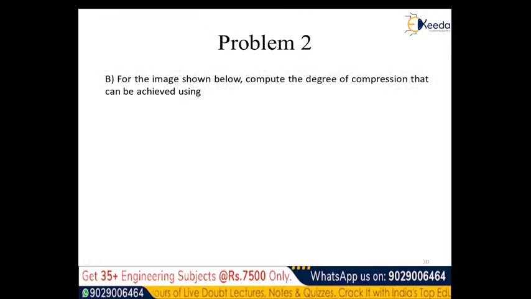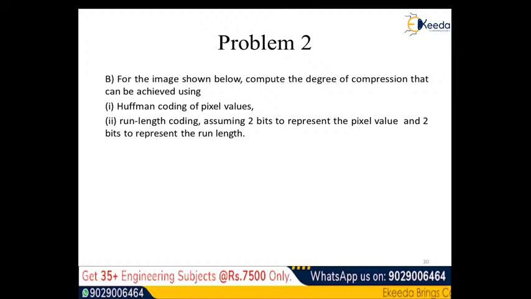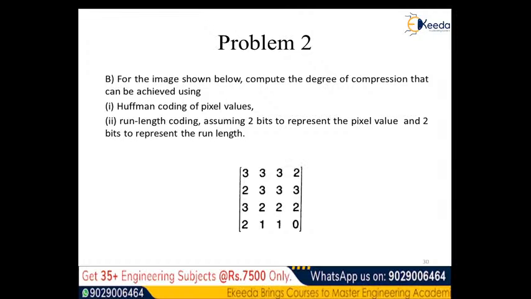So for this part B we have to find the solution. Just recall what the problem statement of part B was. For the image shown below, compute the degree of compression that can be achieved using two types. First one is the Huffman coding of the pixel values, and second one is the run length coding. The assumption is 2 bits to represent the pixel value and also 2 bits to represent the run length, and this was the image sample of order 4 by 4. So let us have the solution to this part.